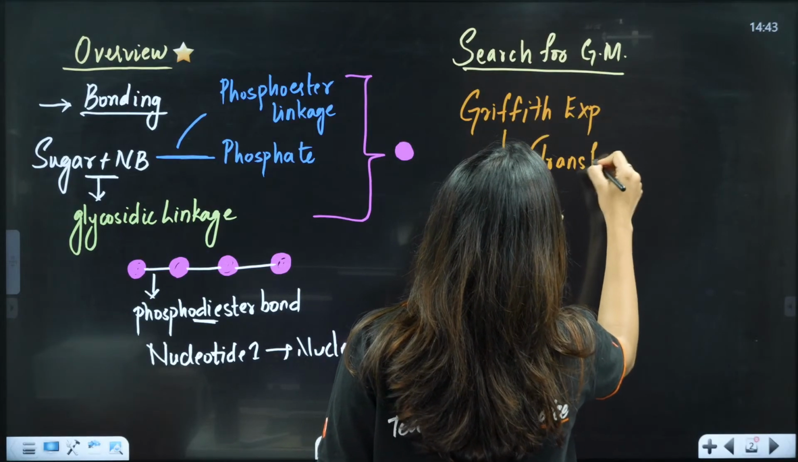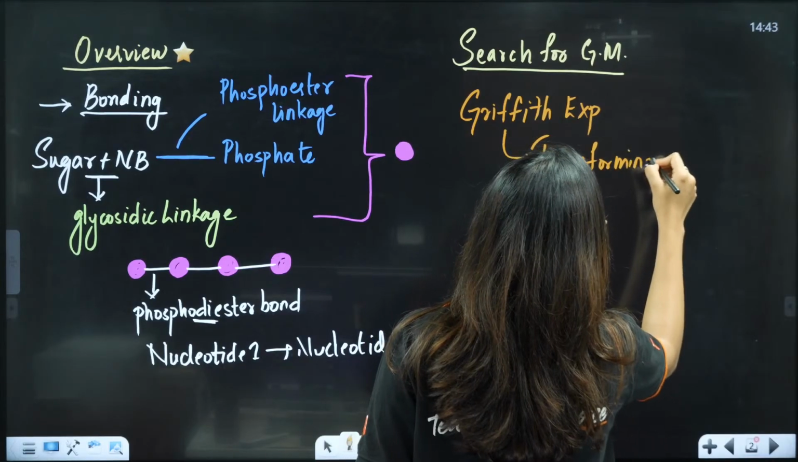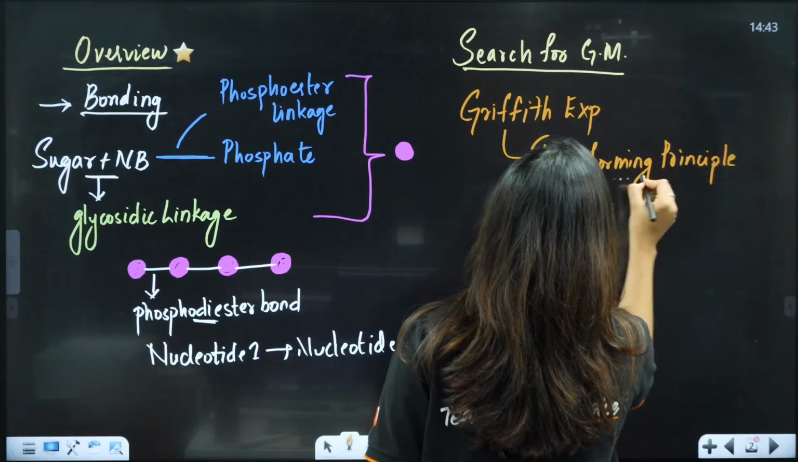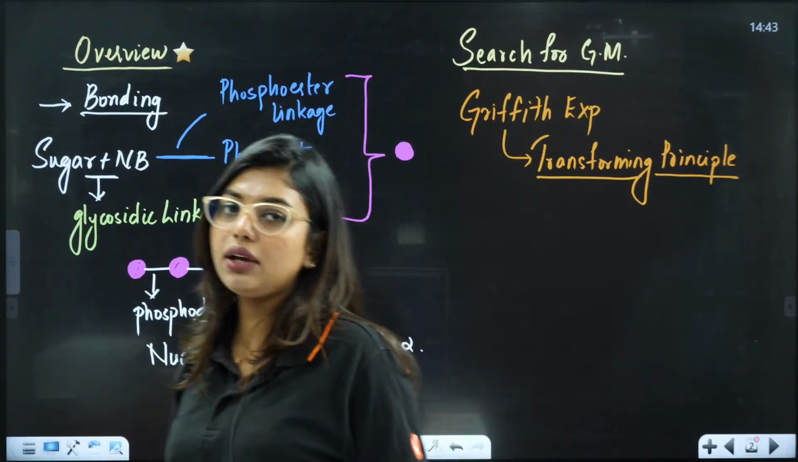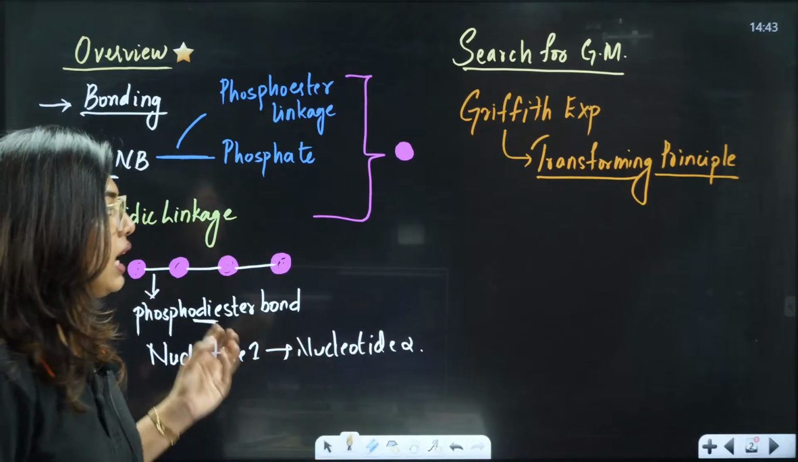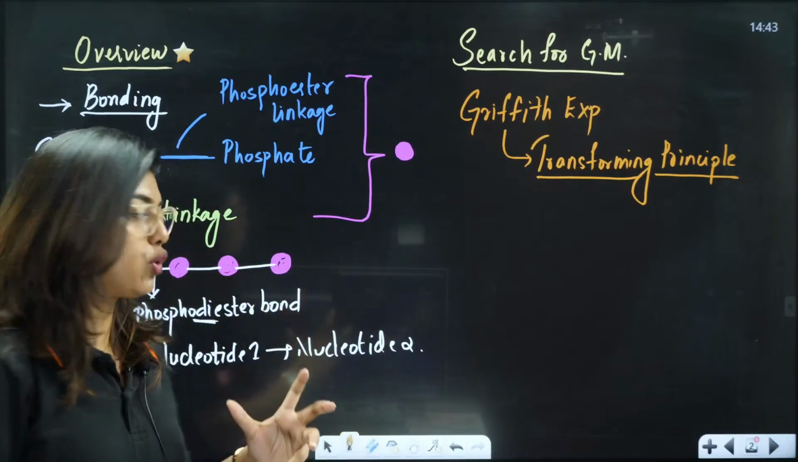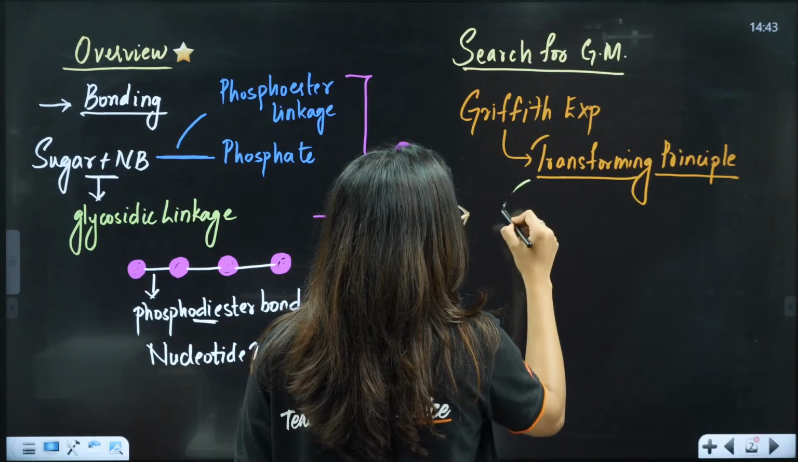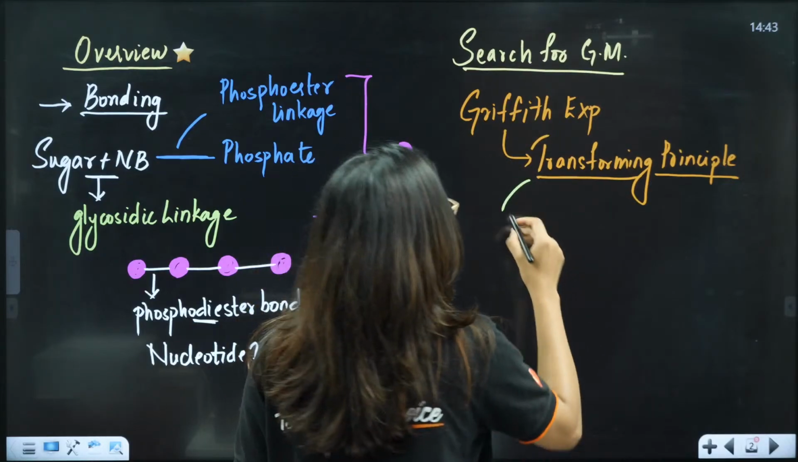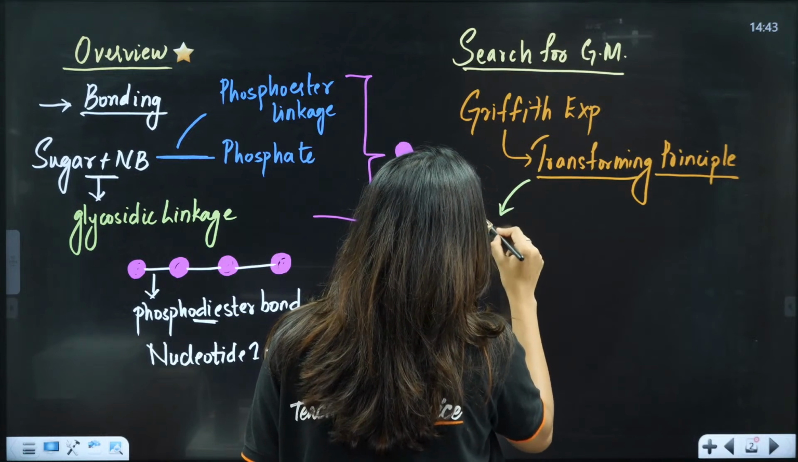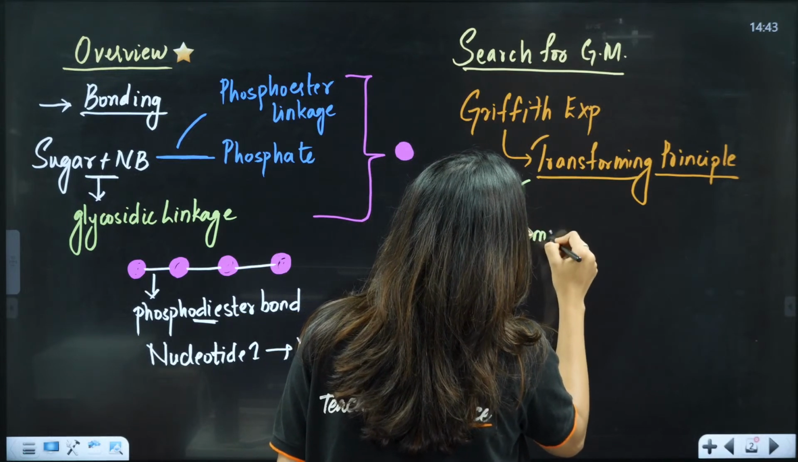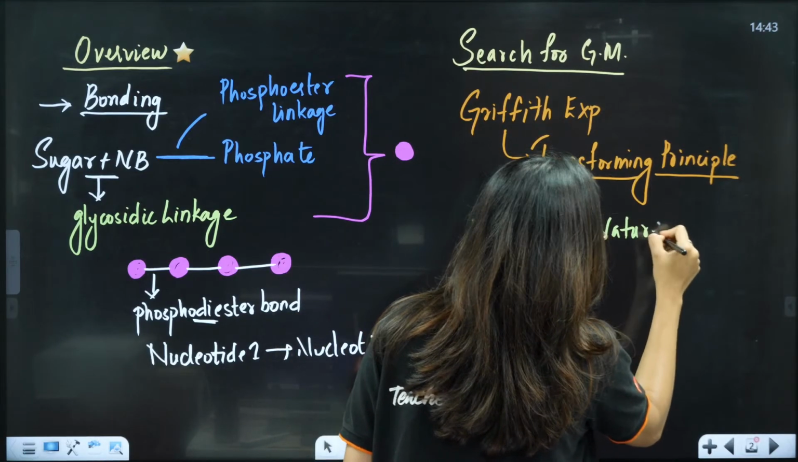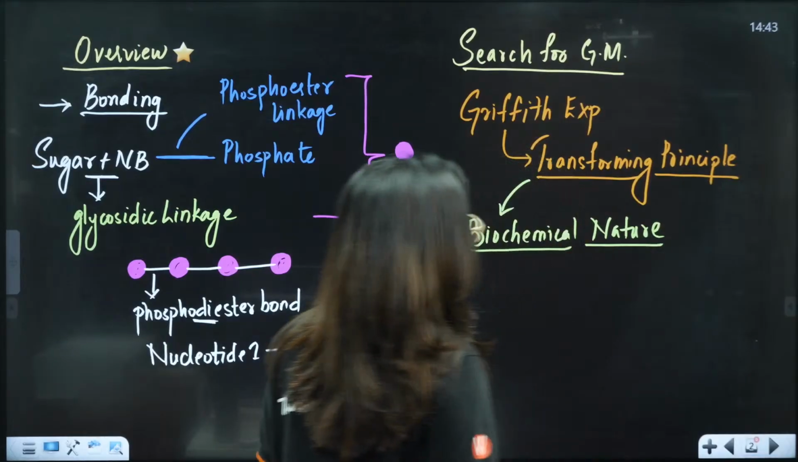Okay, transforming principle. Here he took Streptococcus pneumoniae. Remember that 2 strains were there, 2 colonies were formed, one was virulent, one was non-virulent. And one was virulent because of the mucopolysaccharide coating. Okay, so he spoke about the transforming principle. Sorry, all the languages I mixed. Okay, next one was the biochemical nature. So biochemical nature, what are they talking about?